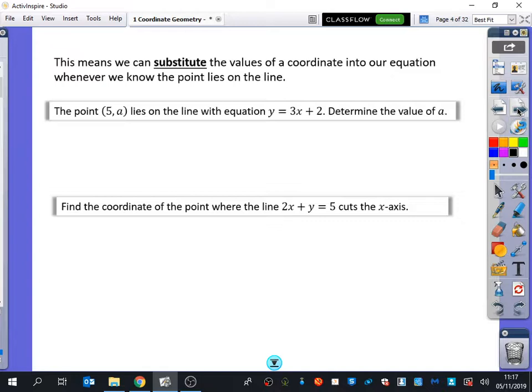So this example that we've got here, we've got a couple of examples and then we'll be doing a lot of practice later. It says the point (5, a) lies on the line with equation y equals 3x plus 2, determine the value of a. Well, all this really means is that x is equal to 5 and that y is equal to a, because obviously it goes x, y in the same order as the alphabet. So we can take these two values and substitute them straight away into y equals 3x plus 2 to create an equation. So we get a equals 3 times 5 plus 2, which is 17. So it's just a reminder that when you get given a pair of coordinates, x and y can go straight into the equation that you have as well.